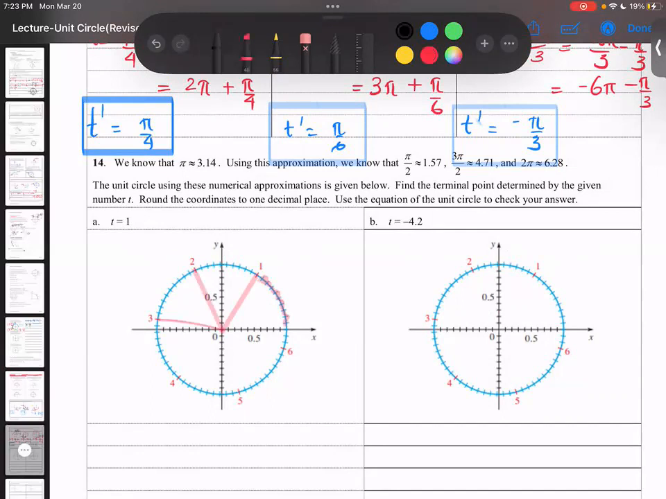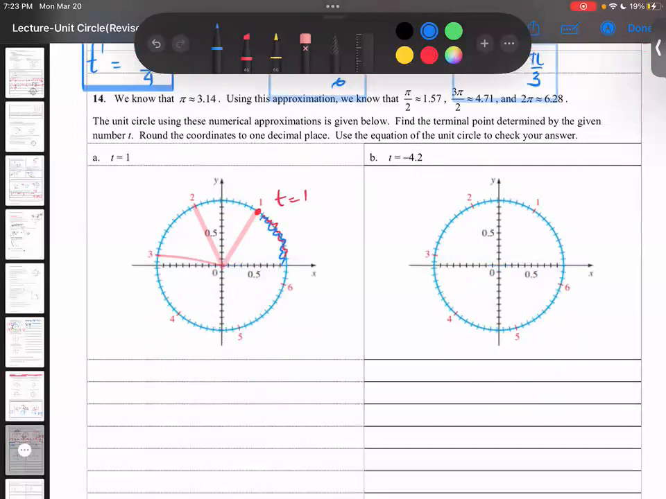Now t equals 1. T equals 1 is right here. That's t equals 1. What is t prime? Well, the shorter distance between the terminal point and the x-axis. So it's also t prime, right? So t prime equals 1.